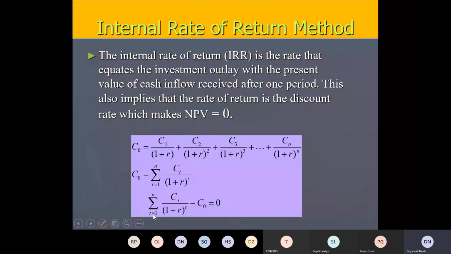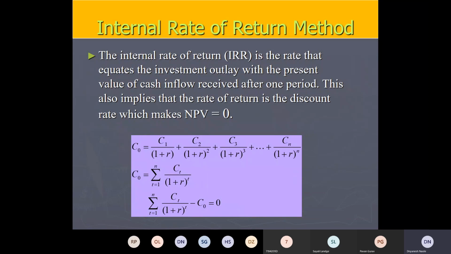So that's what it is here: summation of t equal to 1 to n, Ct upon (1 plus r) to the power t, minus C0. So what is that r which will make the present value of all the future inflows equal to the present value of the investment which we have done? Let us see an example numerical, the things will be clear.